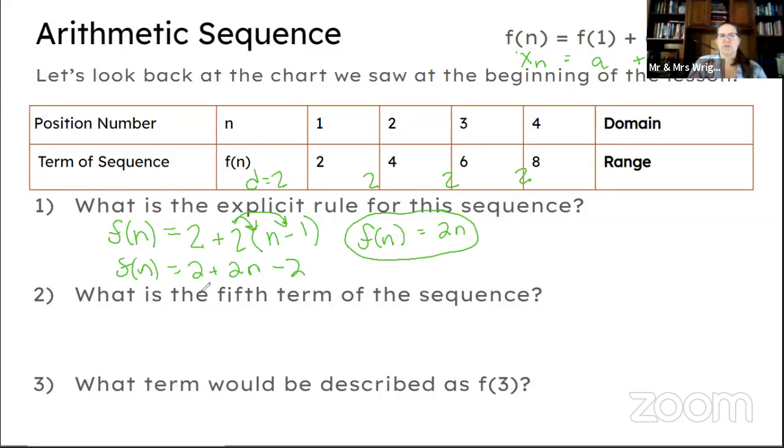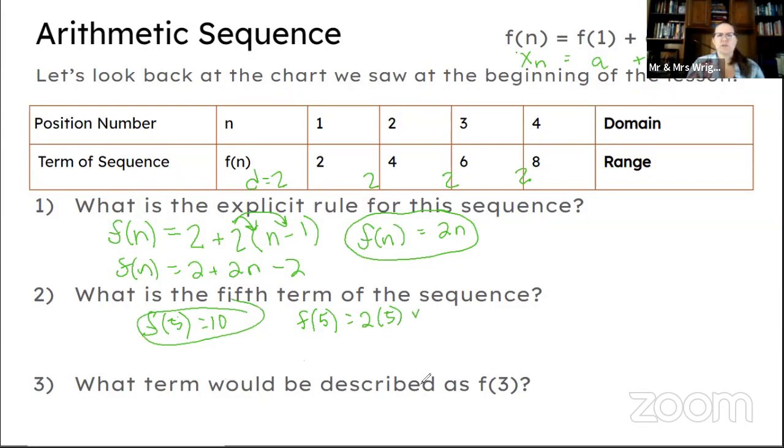Now, the next question is, what is the fifth term of the sequence? Well, we weren't given the fifth term, so this is actually pretty easy for us because we already know that the fifth term is going to be 10 because we're just smart like that, right? Because if you skip count or count your multiplication tables up to the fifth one, 2, 4, 6, 8, 10, we know it's 10. But we should be plugging it in, right? f of 5 is 2 times 5. 2 times 5 is 10. It checks out. We got it, right? f of 5 is 10.